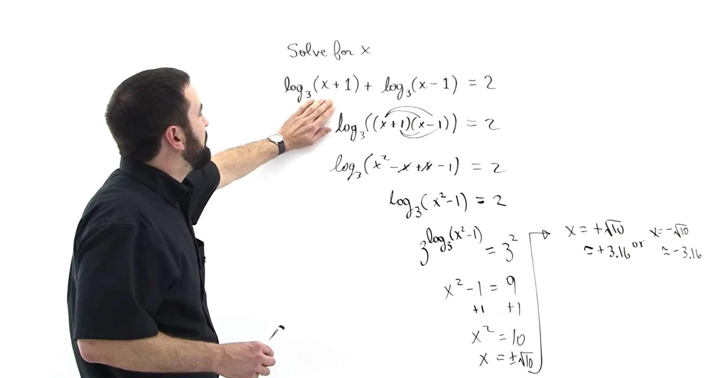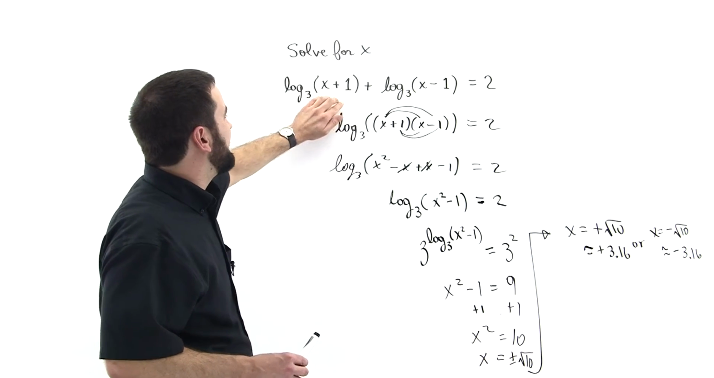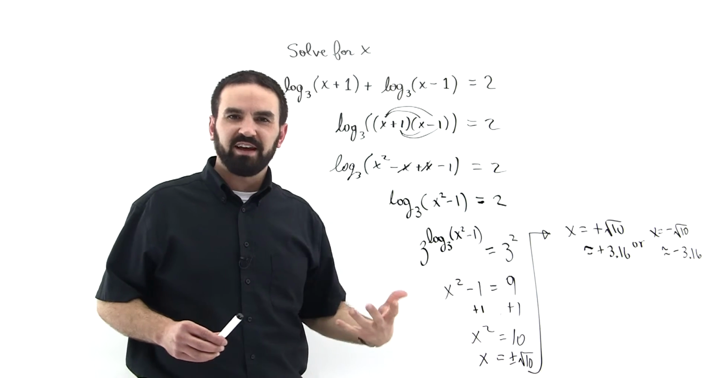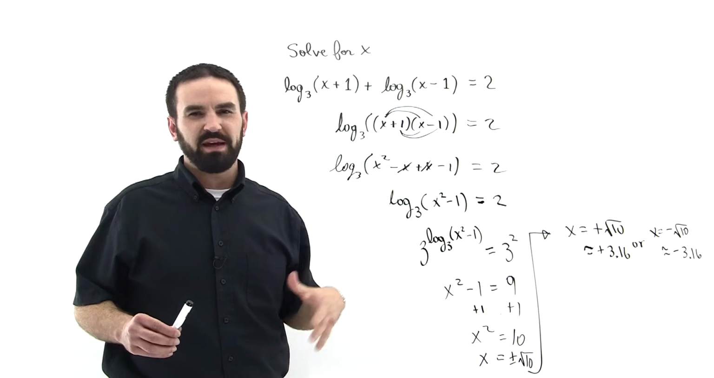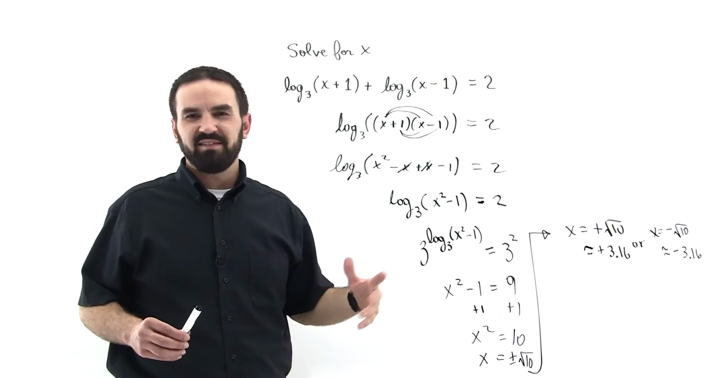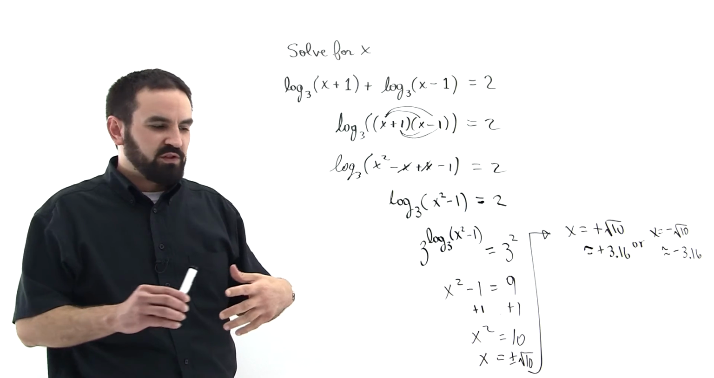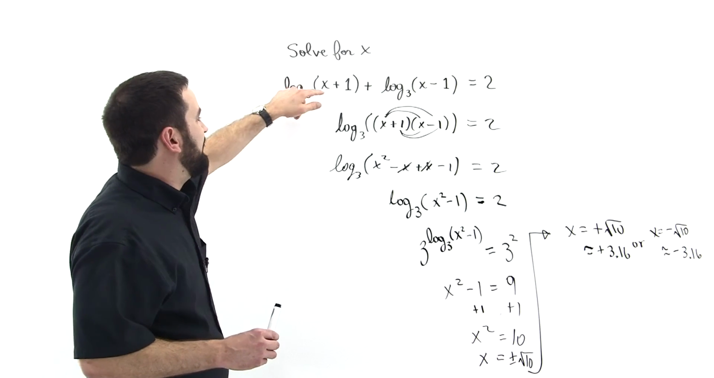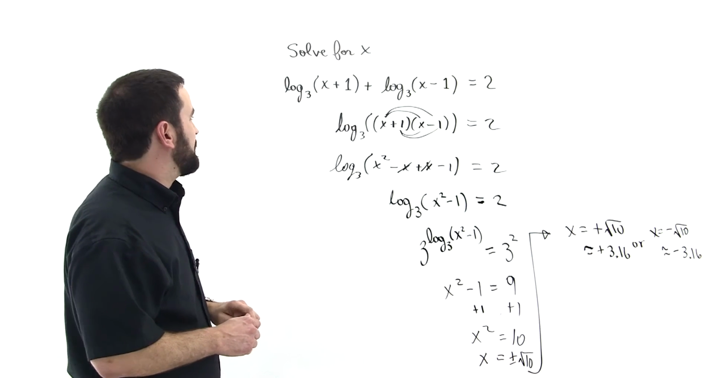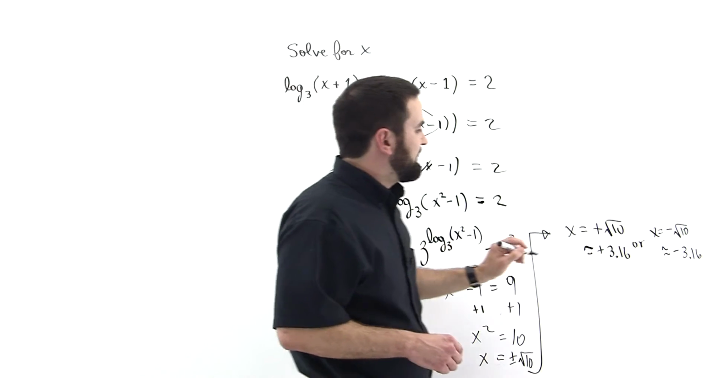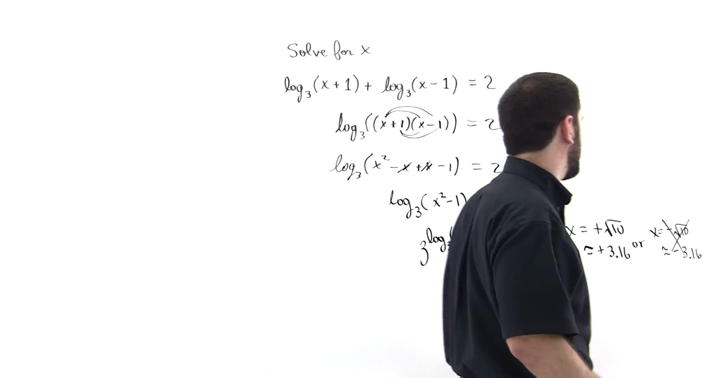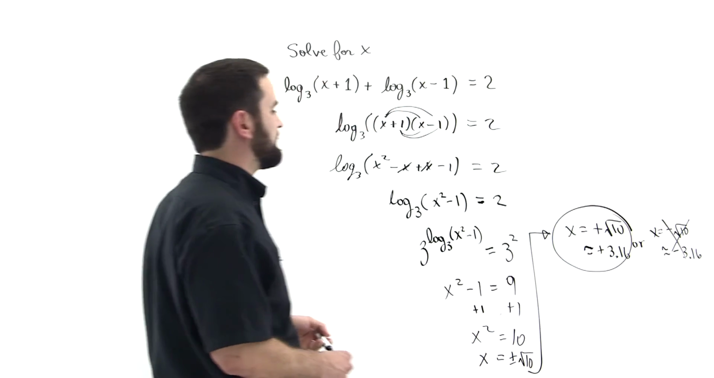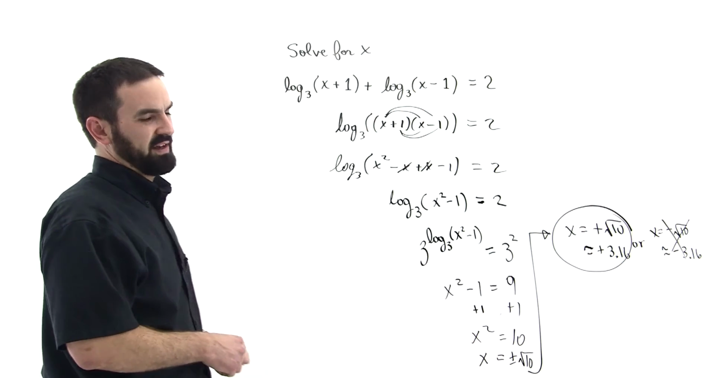If we put negative 3.16 plus 1, we get negative 2.16. So you cannot take the log of a negative number. It doesn't matter what base it is, log base e, log base 10, log base 7. There's no base of a log where you can take the log base something of a negative number. So that means that this is an invalid solution, and the only solution to this problem is x is equal to positive square root of 10.